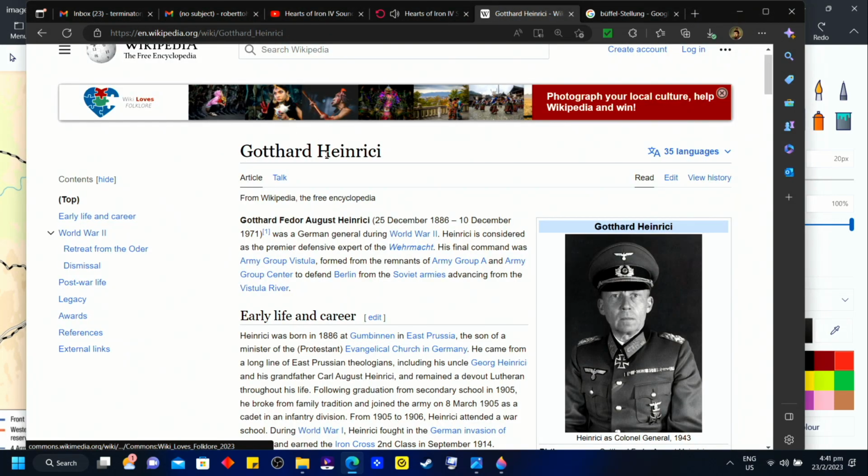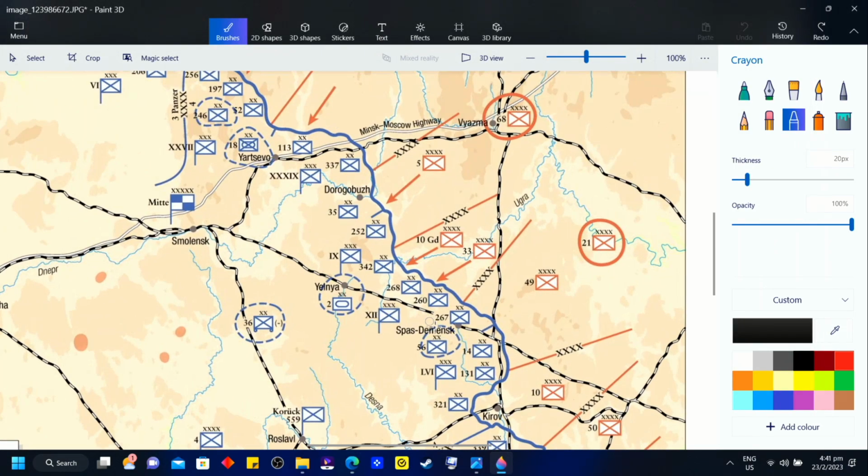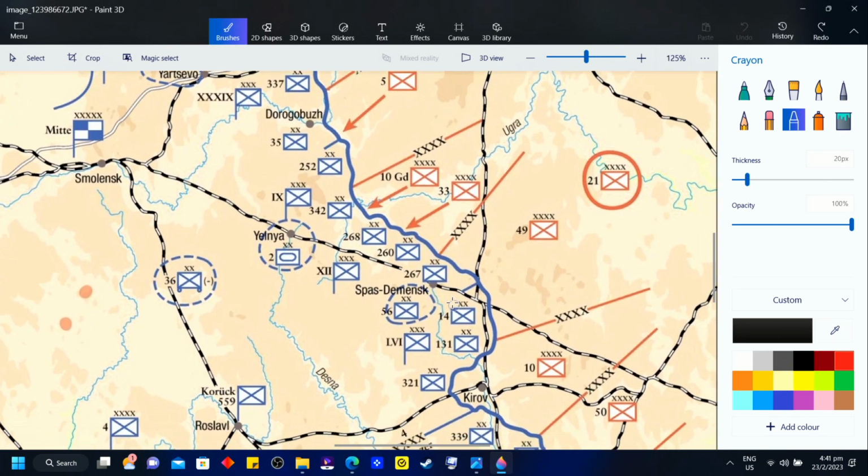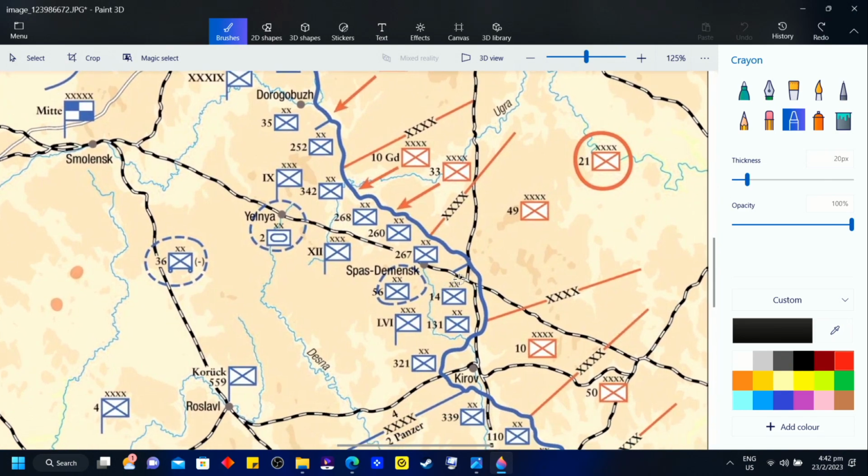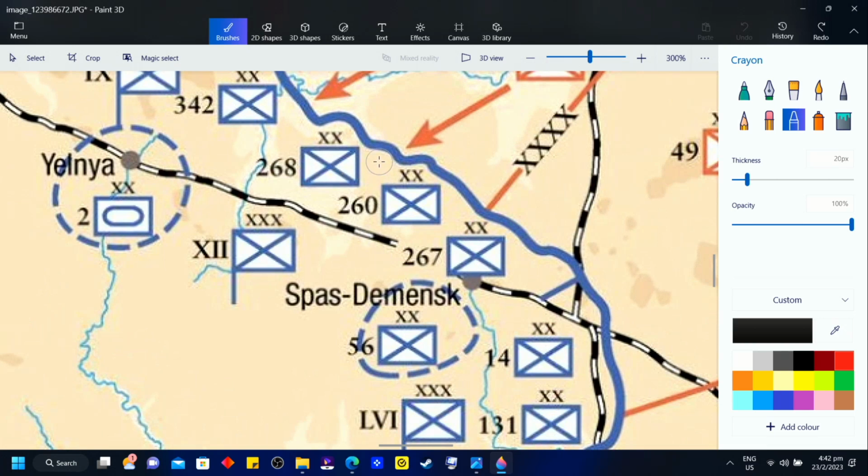So it was located near the village of Gasdilovo. I don't know how to spell it. So the location is here. It's called the Buffer Stellung, or you call it the Buffalo position. So it was held by the 260th Infantry Division.